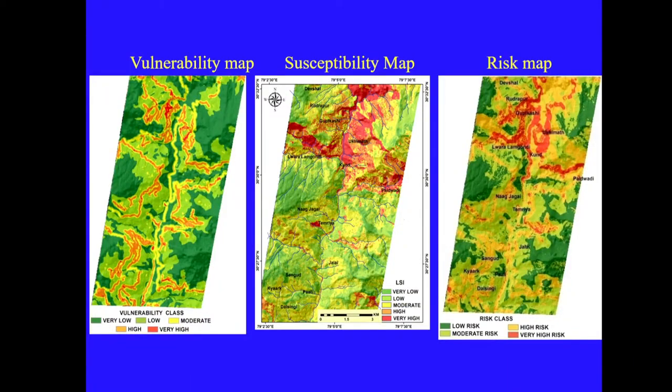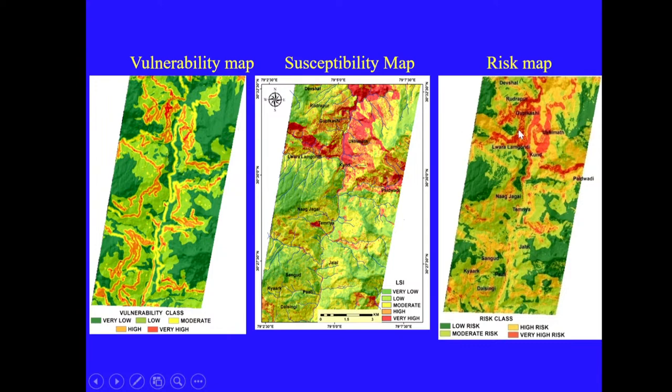Right, so side by side, if I portray it, it will look like this: vulnerability, susceptibility and risk. One thing I would like to remind you is that risk is the cross product of these two. For a pixel to be high risk, the vulnerability value and the susceptibility value at that pixel both simultaneously have to be high. It's not that one of them can be low.